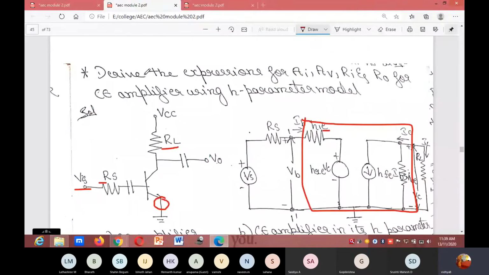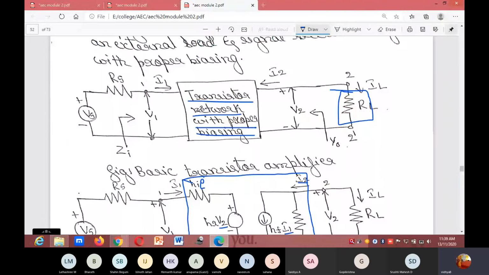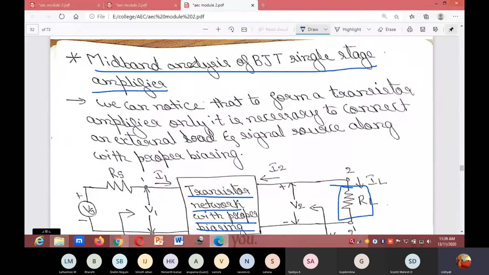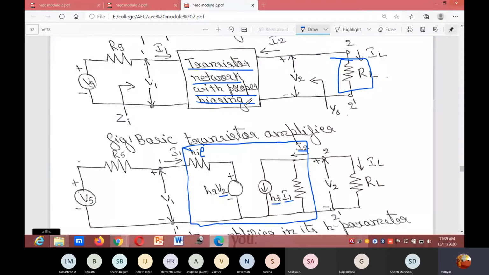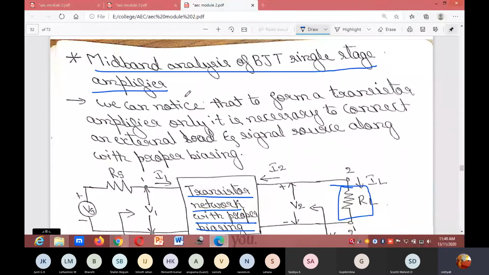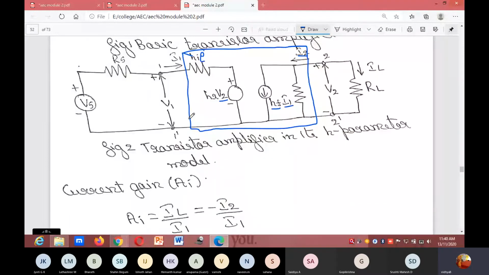First I will explain the derivation for the CE amplifier using the h-parameter model. If you know how to derive the mid-band analysis of the BJT single stage amplifier, then you can derive for the CE, CC and CB amplifiers with h-parameter models. I will compare this with the CE amplifier so that you can understand easily.